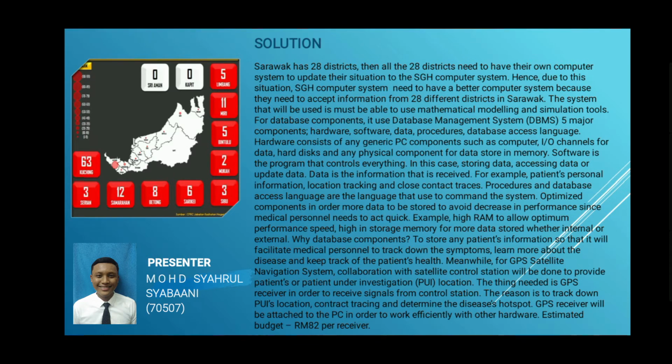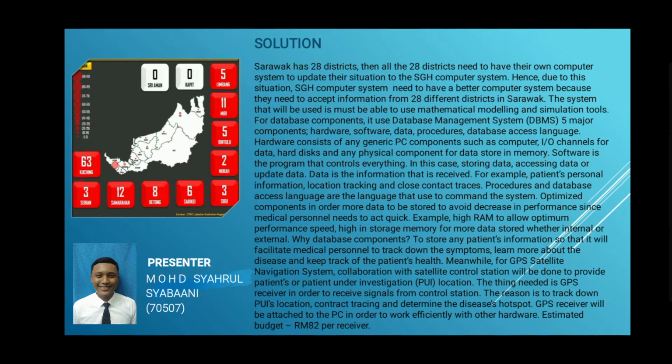For the database component, it uses a database management system that consists of 5 major components: hardware, software, data, procedure, and database access language. Hardware consists of any generic PC components such as computer, input-output channel for data, hard disk, and any physical component for data stored in memory. Software is the program that controls everything, in this case storing data, accessing data, or updating data. Data is the information that is received, for example, patient personal information, location tracking, and close contact trace. Procedure and database access language are the languages used to command the system.